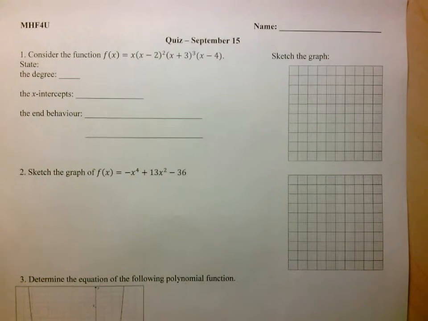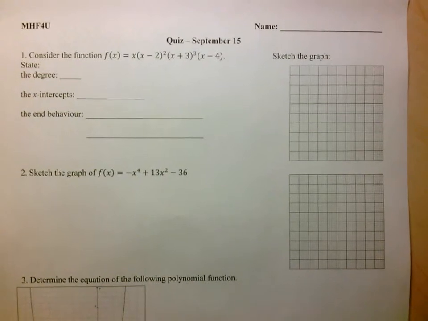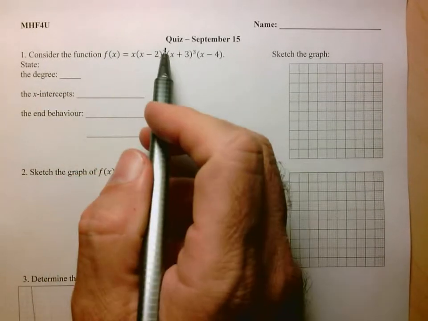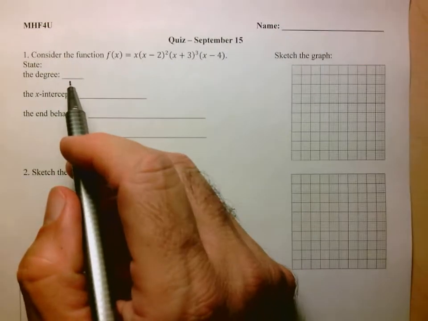Hi folks, we're going to take a look at the solutions to the September 15 quiz. Start with number 1 here. It says consider this polynomial function. The first thing they want us to do is state the degree.